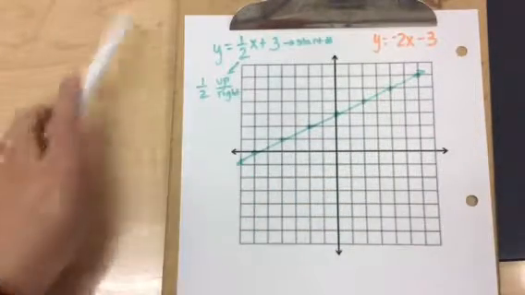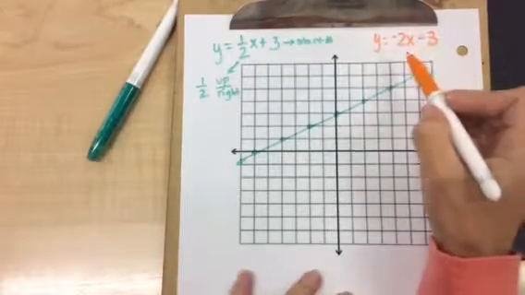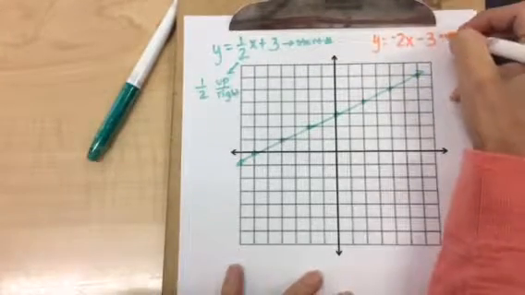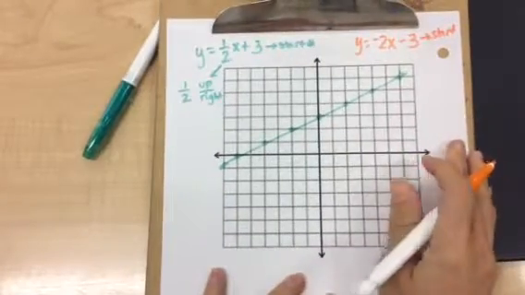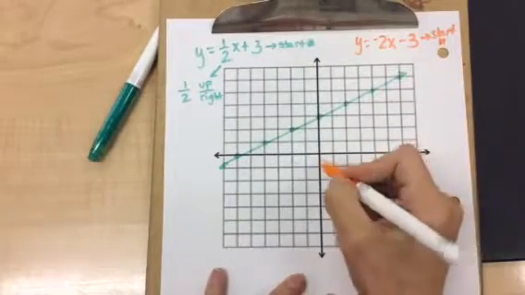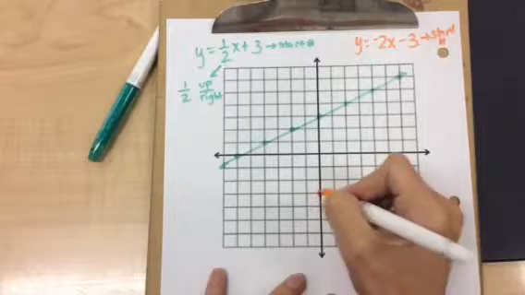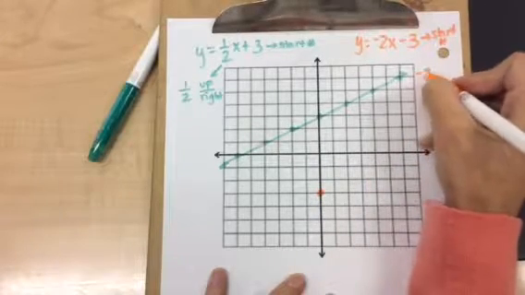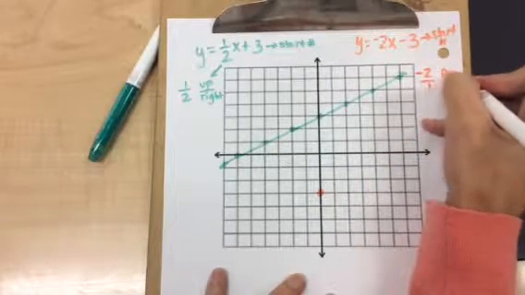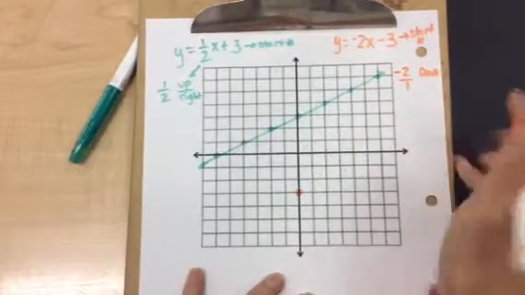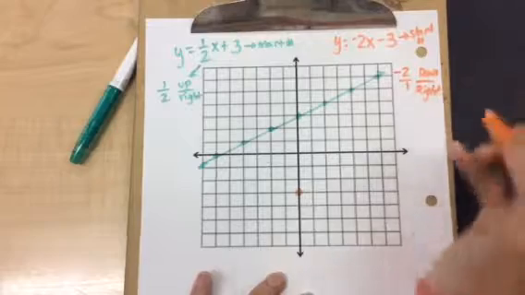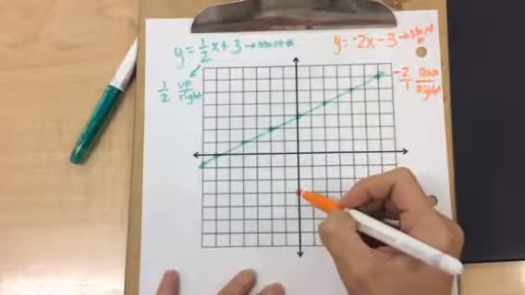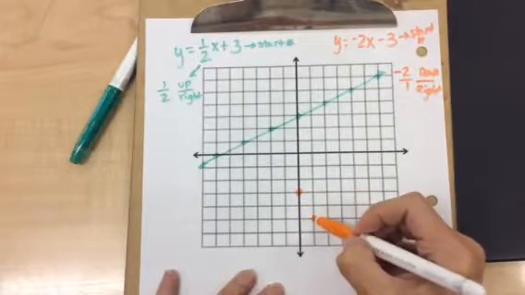My next equation is y equals negative 2x minus 3. Negative 3 is my start number. So I'm going to start at negative 3, which is going down on the y-axis. And my slope is negative 2 over 1, which is down. I'm going to go down to the right. So from negative 2, I'm going to go down 2 to the right 1.